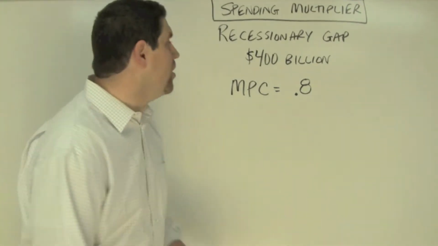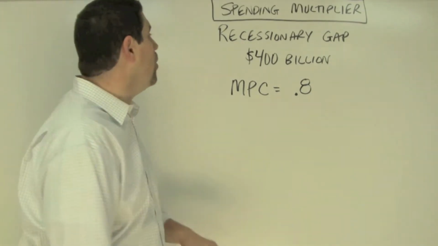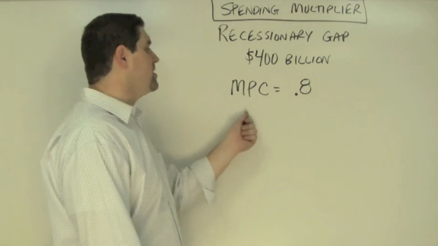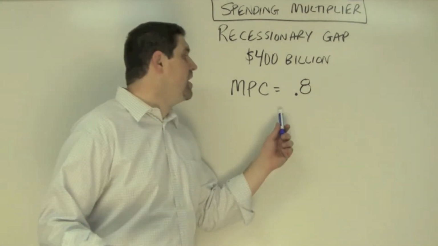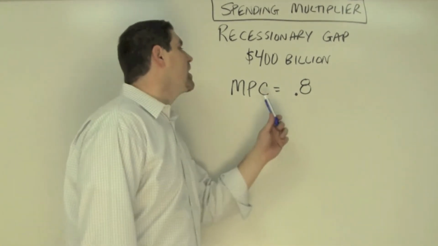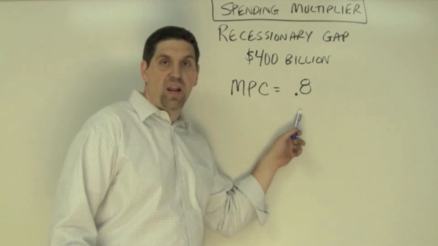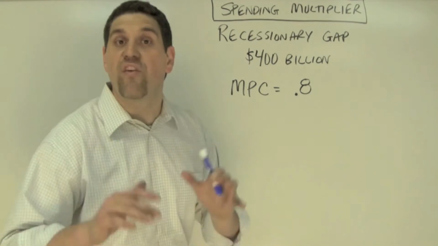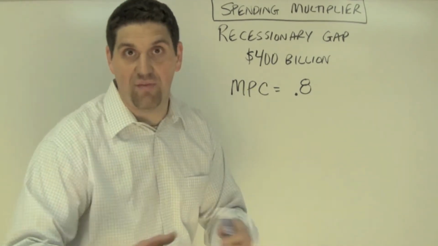So let's see if we can take that knowledge and apply it to this question. The question told you that there's a recessionary gap of 400 billion. It also told you the marginal propensity to consume is 0.8. This means that when there's a change in income, people will consume or spend 80% of it, which means that they'll save the other 20% or 0.2.